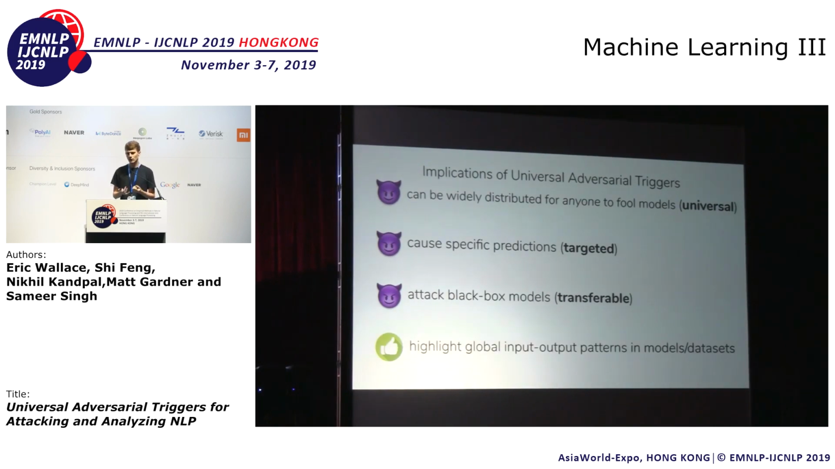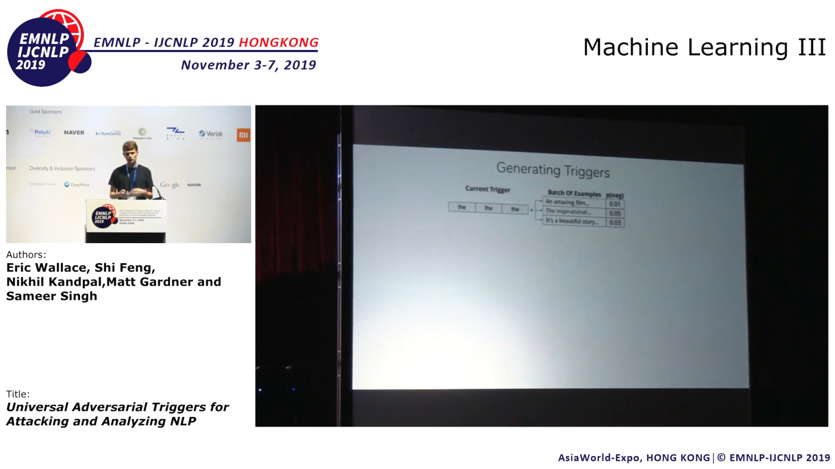And finally, connecting back to this analysis perspective, triggers are a way to highlight global input-output patterns. What I mean here is that no matter the input, triggers cause a specific response. So clearly the model has learned some sort of strong correlation with this phrase and the label. And this can help you debug what the model has learned. So let's walk through how we find universal triggers.